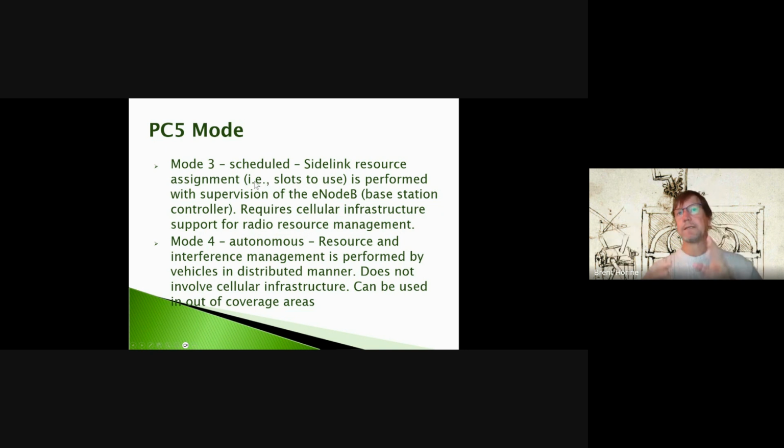But that's kind of easy to deal with, right? But if you're outside a coverage area, you cannot connect to a base station controller with its sophisticated scheduling software on it. Then you go into this mode 4, this autonomous mode. Now your resource and interference management is performed by the vehicles in a distributed manner, right? So they kind of collaborate and decide who's going to talk when and where in terms of spectrum, right?